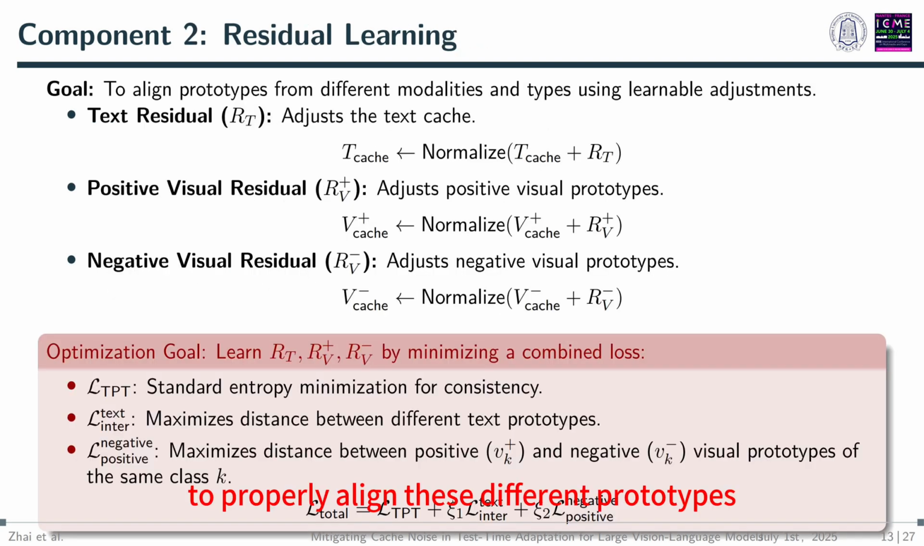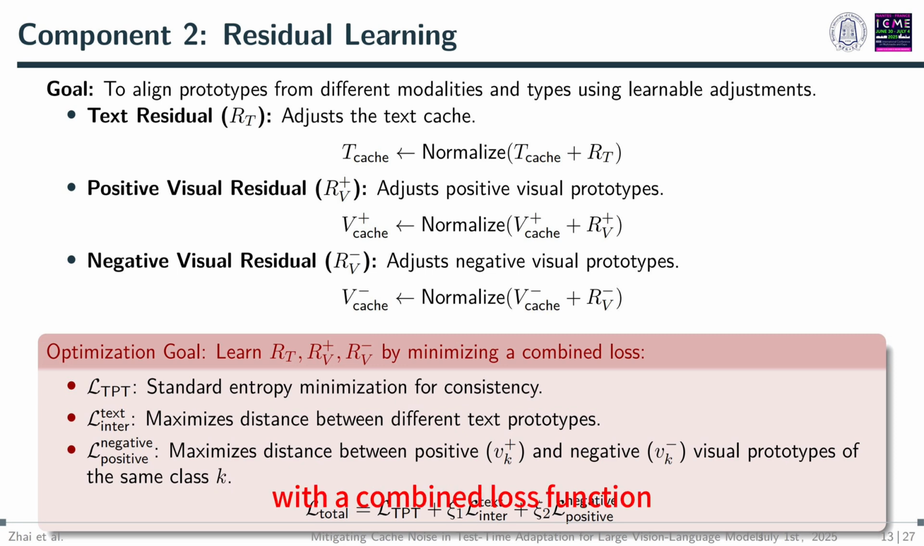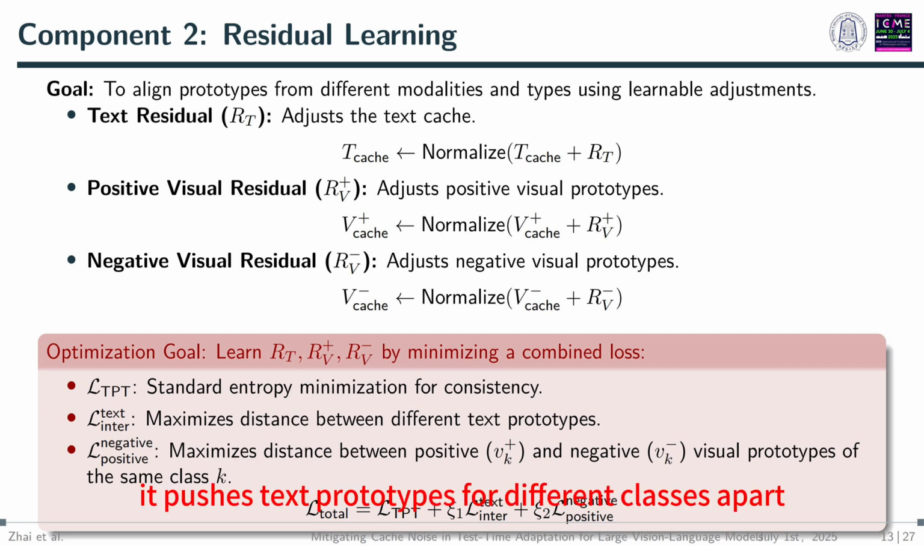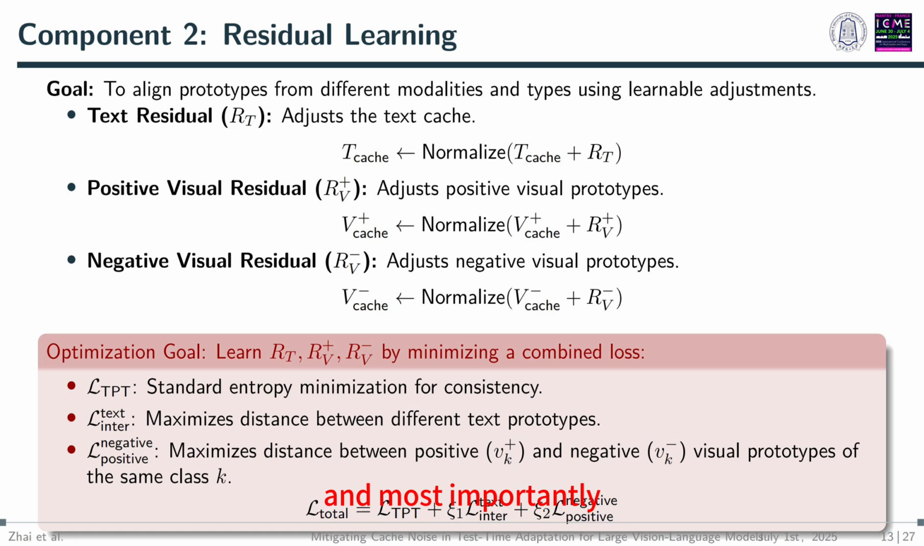To properly align these different prototypes, we introduce learnable residual vectors. We optimize these residuals with a combined loss function that does 3 things. It minimizes prediction entropy, it pushes text prototypes for different classes apart, and most importantly, it separates the positive and negative visual prototypes for the same class.